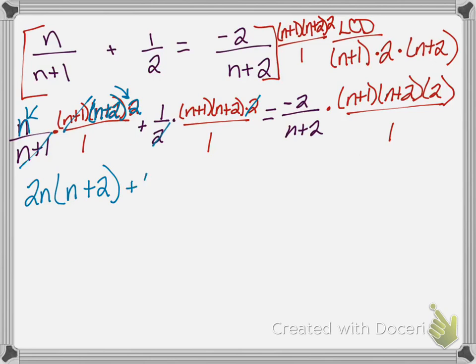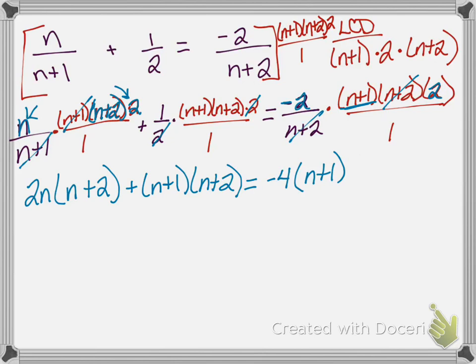So I'm left with n plus 1 times n plus 2. What am I going to have to do with n plus 1 times n plus 2? FOIL. Excellent. Then I have n plus 2 and n plus 2. I'm left with negative 2 and positive 2. What's negative 2 times positive 2? Negative 4. And then I've got n plus 1. Okay.